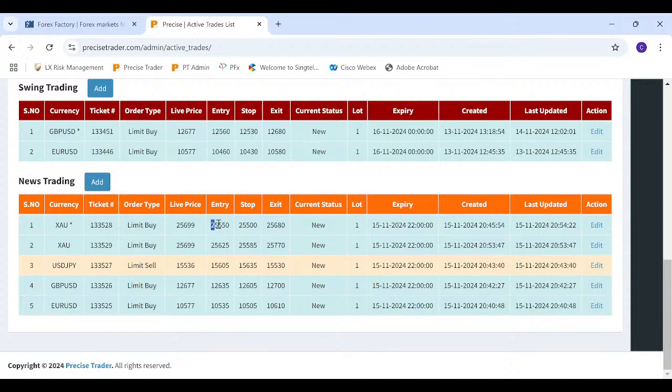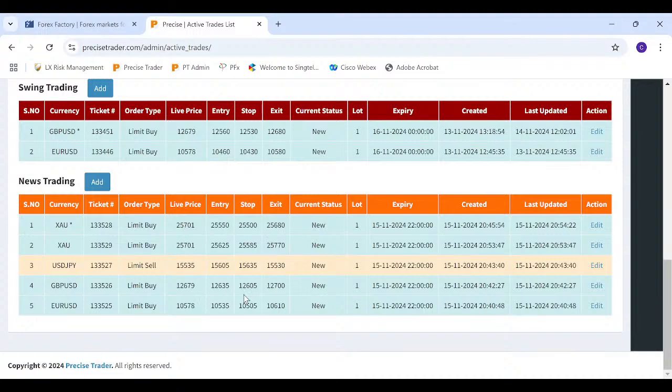Then we also have a buffer entry. That means in the event this gets stopped out, we may want to do a re-entry at 2555 and try to exit at this level.